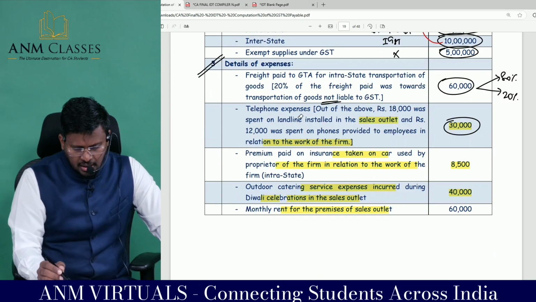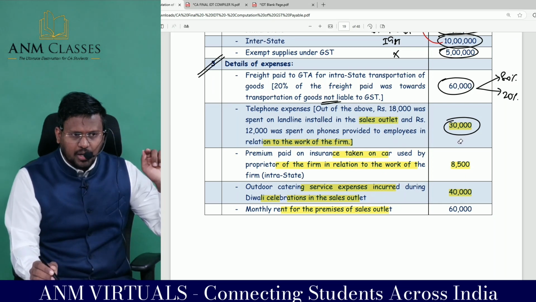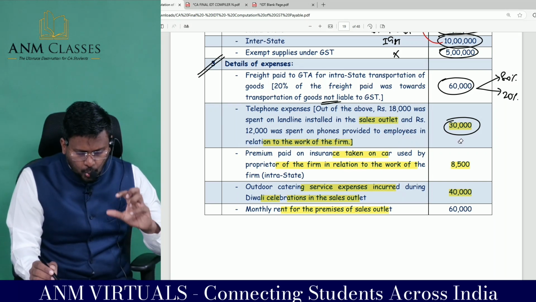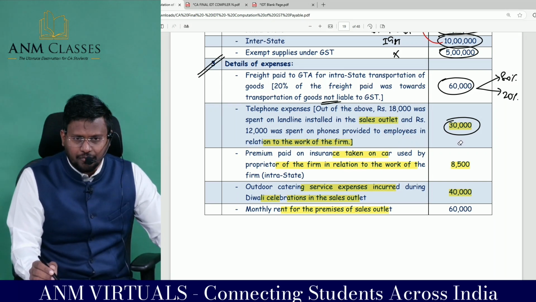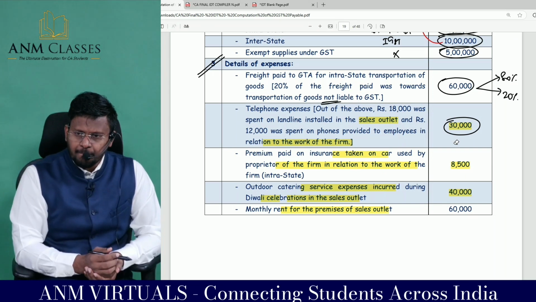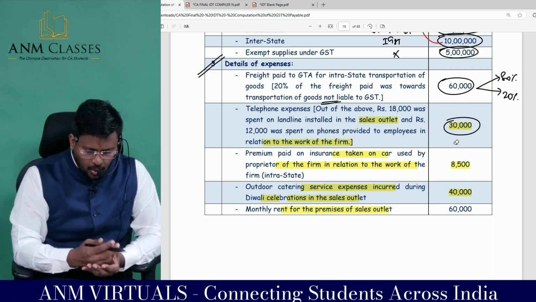Telephone expenses: out of the above, 18,000 was spent on landline installed in the sales outlet, and rupees 12,000 was spent on phone provided to employee in relation to work of the firm. So 30,000 rupees. Since both are in further course or furtherance of business, ITC can be availed.